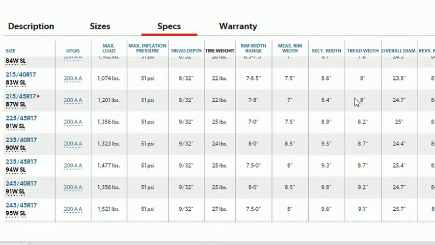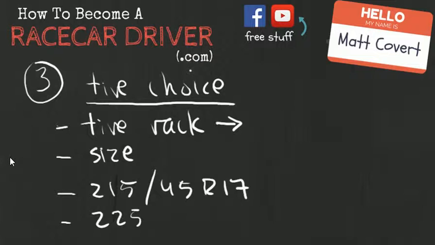All right, and you can see over here that this is an 8-inch tread width, which is good, okay? But if I hop up to the next size, which will fit on my 7-inch rim, my tread width jumps up to 8.2. And while that doesn't seem like a lot, let's go back to the other screen here. While that doesn't seem like a lot, let's talk about contact patch for a second, all right?